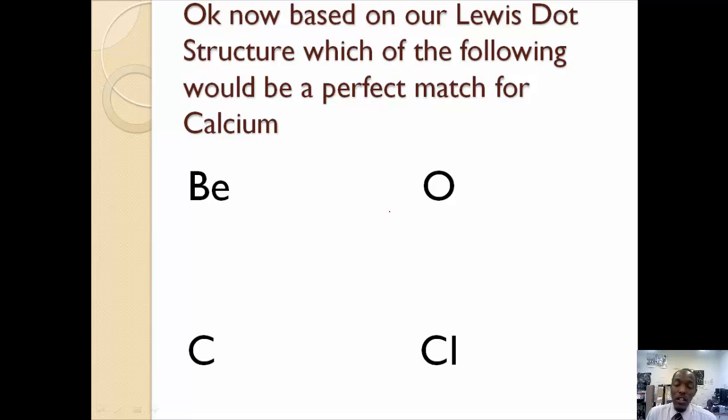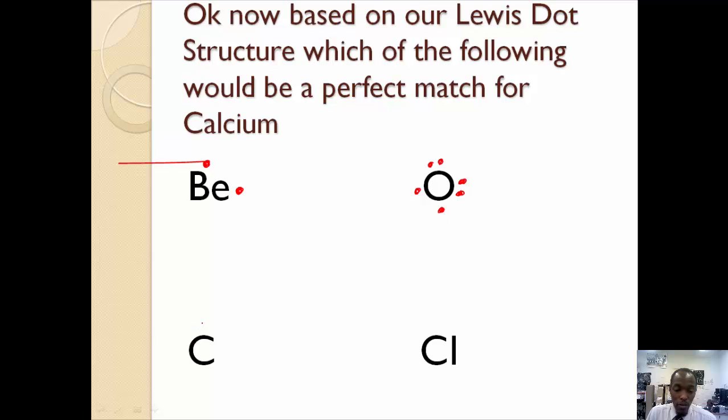So, okay, now based on our Lewis dot structure of the following, which would be a perfect match for calcium? So let's see. Remember, we want that magic number of 8, and we want to know which of these elements is going to give it the magic number of 8. All right, so beryllium is in group 2 as well. So let's see, 1, 2. Oxygen is in group 6. So let's look at it. 1, 2, 3, 4, 5, 6. So oxygen is looking for someone with 2. You might have a match there.